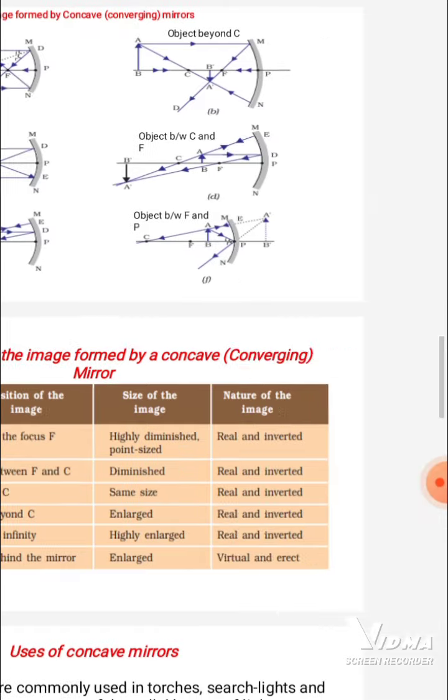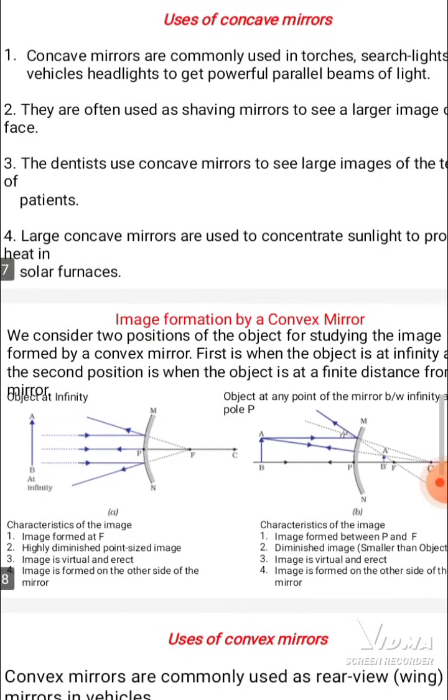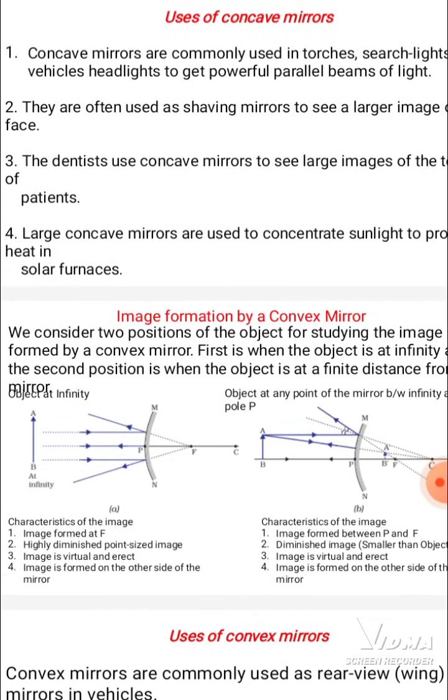Quickly, let's look at uses of concave mirrors. We have been talking of concave mirrors. Do they have anything that we can do with them? Yes, there are many uses of concave mirrors, and we have listed a few here. Number one, concave mirrors are commonly used in torchlights or searchlights and vehicle headlights in order to get powerful parallel beams of light. For you to be able to get powerful parallel beams of light, you make use of concave mirrors.